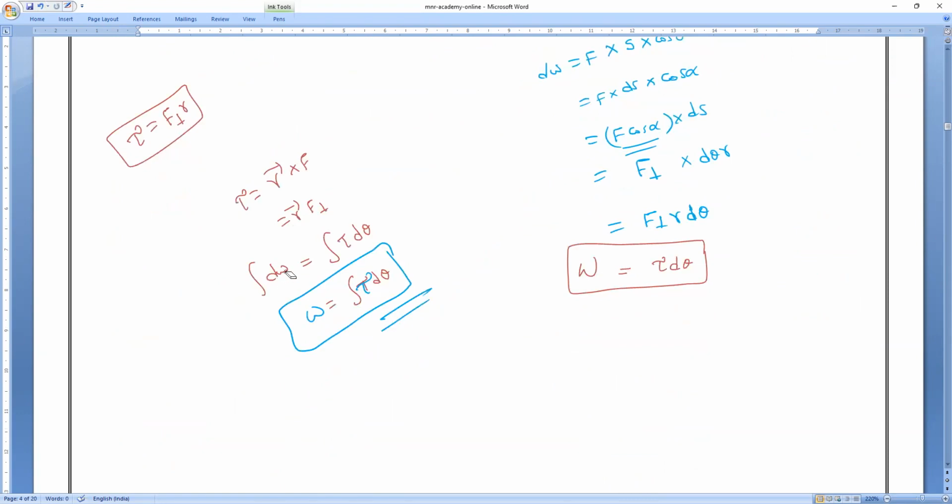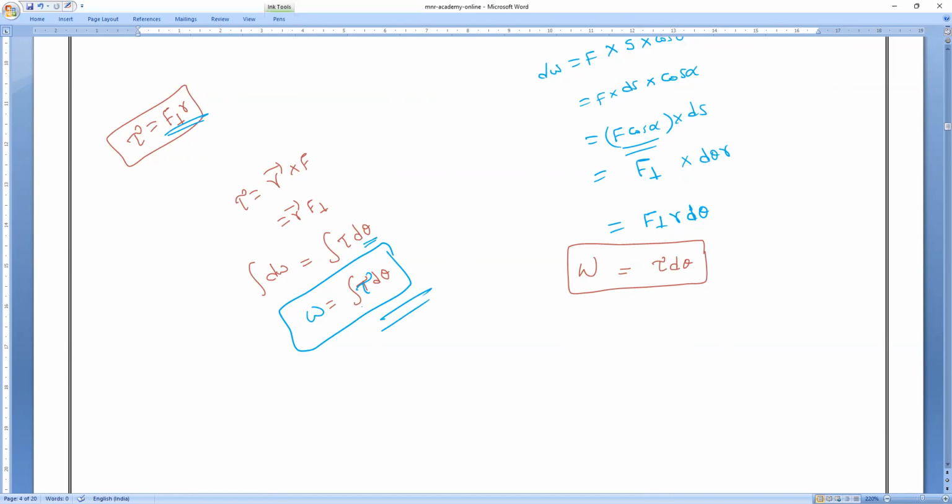For the small particle, if you apply the integral, integral dw is equal to F perpendicular into r, and F perpendicular into r is only tau d theta. Clear, everybody? That is what you have to remember. Any doubt, you can ask me. F perpendicular into r is tau, so tau d theta, the integral part. That's all it is. Any doubt? Clear, everybody?